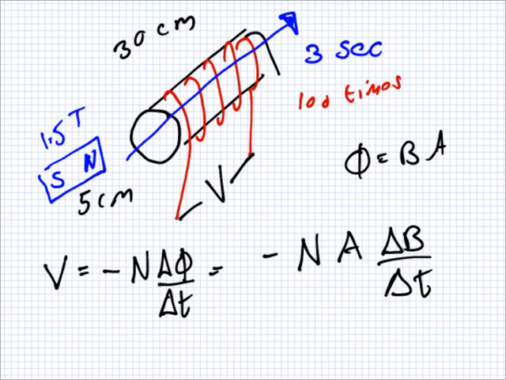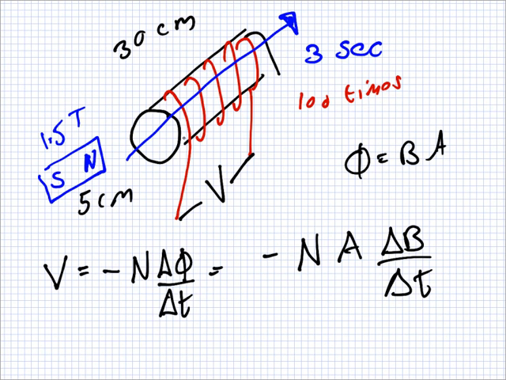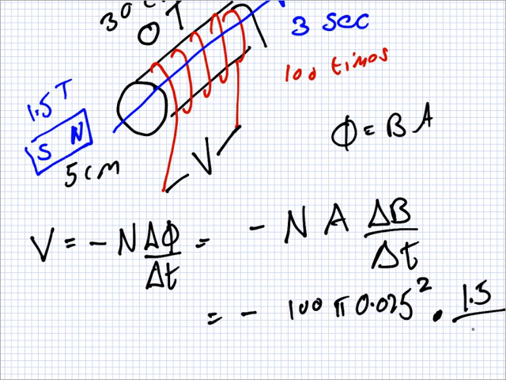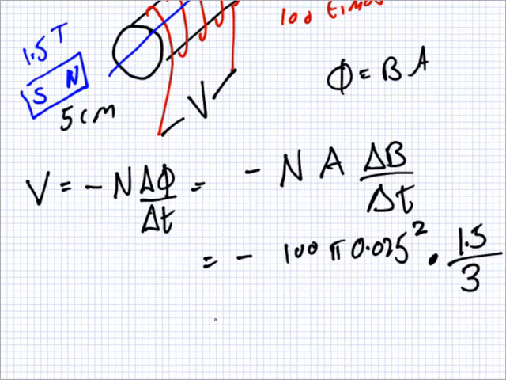Now the question is, how does the B change? Well, at the beginning, there is no Tesla. And then you move this in, and then you have 1.5 Tesla. So the change is 1.5 Tesla. It goes from 0 Tesla to 1.5 Tesla. So this is the change. Pi r squared, and then the change multiplied by 1.5 over 3. Okay, so what's that, please?